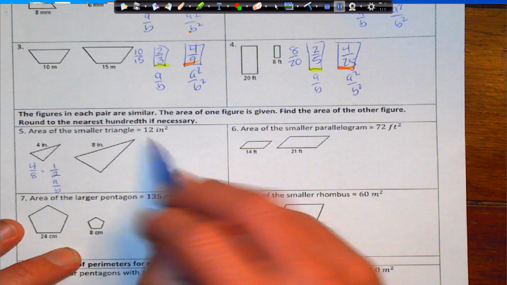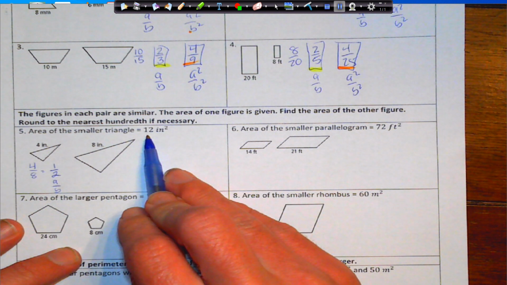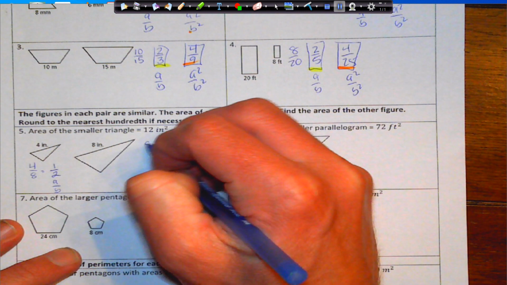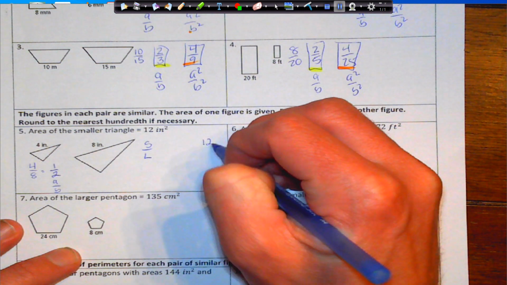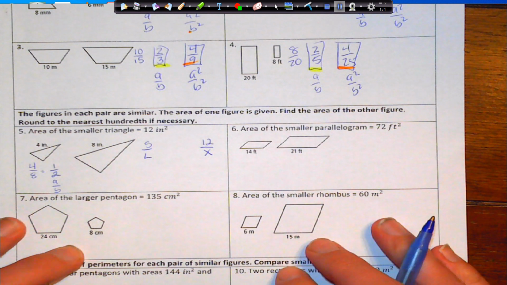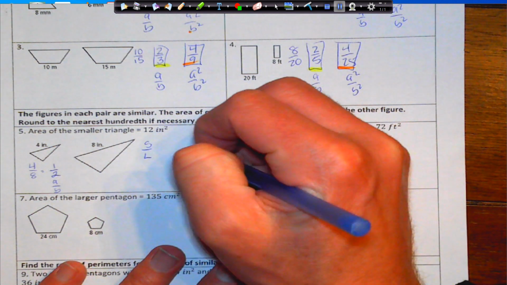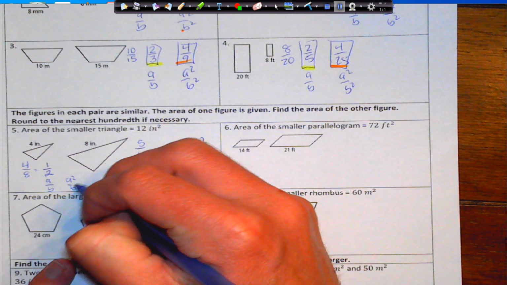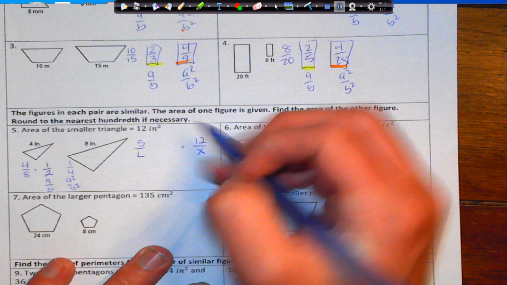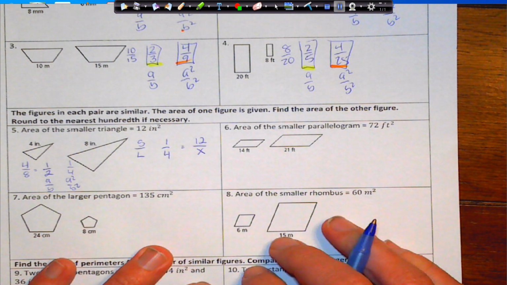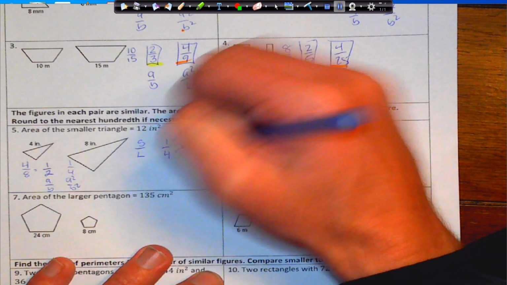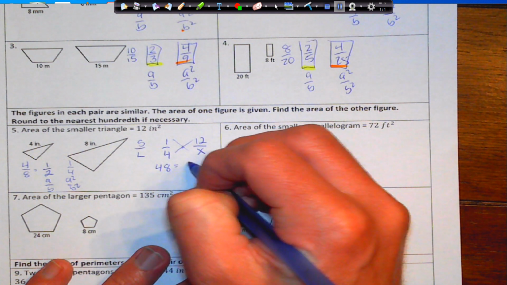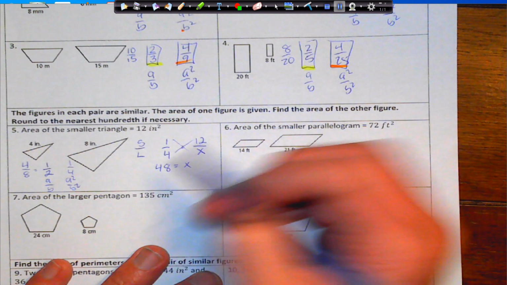But since I'm given an area, and that's the smaller, that's going to go on top. So we're going to go small to large. So I get 12 on top. I don't know the area of the other one, but we want to set this equal to a squared and b squared. So a squared and b squared is going to be 1/4, so we're going to plug in 1/4. Then we can cross multiply, and we get 4 times 12, which is going to be 48, equals x, and that's basically the answer.